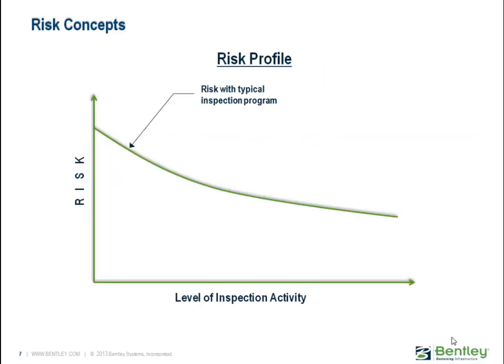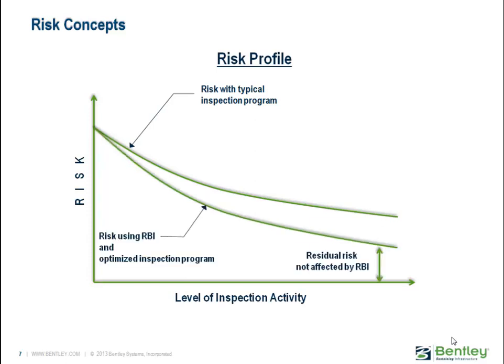To understand the risk concept in RBI, let's consider the risk profile of an asset with a time-based prescriptive inspection plan. It is assumed that risk decreases as the level of inspection activity increases, since inspection provides us information about the probability of a failure, which leads to taking some actions in the form of mitigation or maintenance activities. These risk mitigation or maintenance activities will ultimately reduce the asset risk.